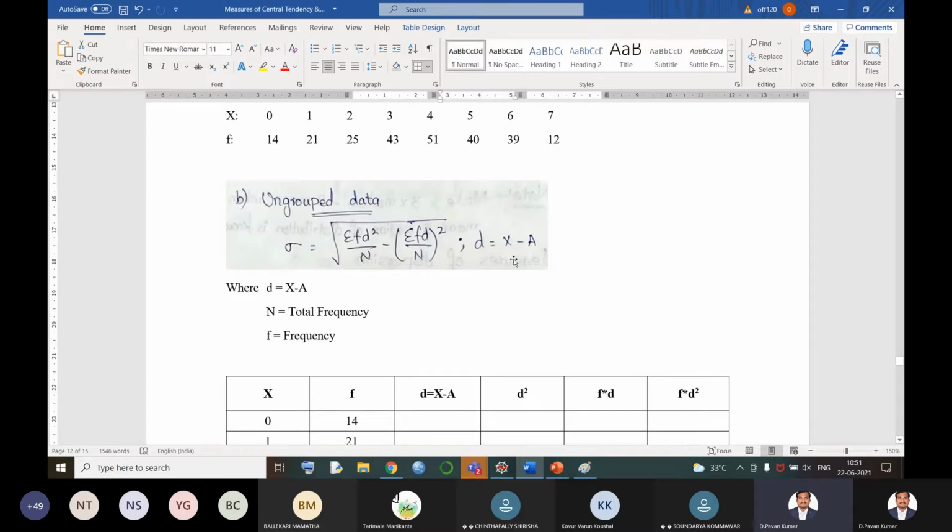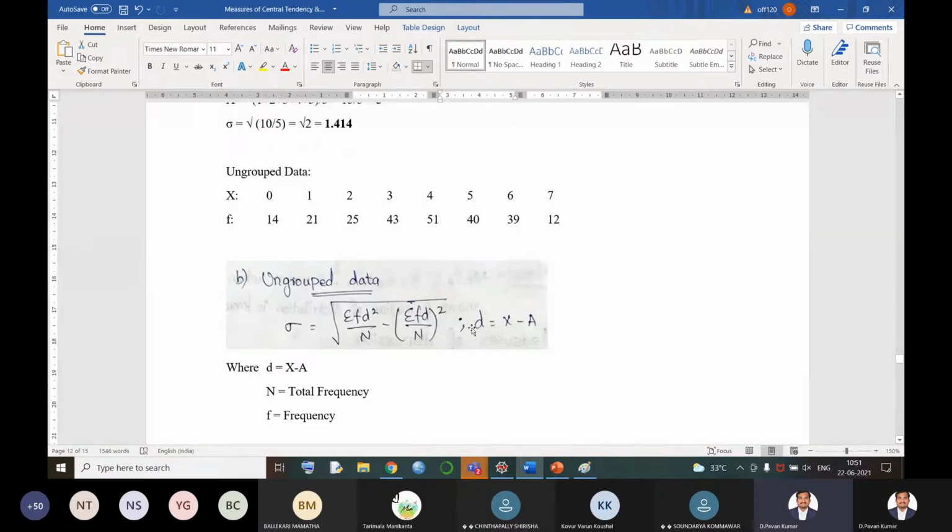Okay. So now the formula for ungrouped data is sigma equal to square root of summation fd square by n minus summation f into d by n, whole square. Now to find these values, what do we require to find the answer? See again, what is given in the problem? X values and frequencies are given. So f means frequency; I can get those values directly.